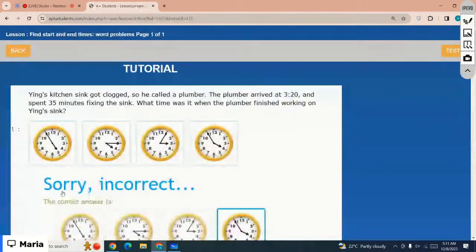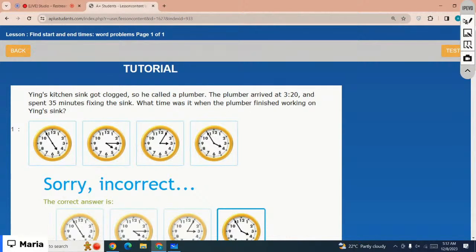Okay, Ying's kitchen sink got clogged, so he called a plumber. The plumber arrived at 3:20 and spent 35 minutes fixing the sink. What time was it when the plumber finished working on Ying's sink? Okay, so you are given the start time. You need to calculate the end time, right? And you're given the time duration he worked there.